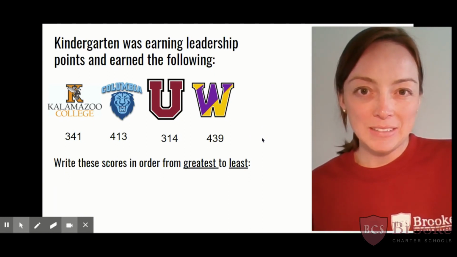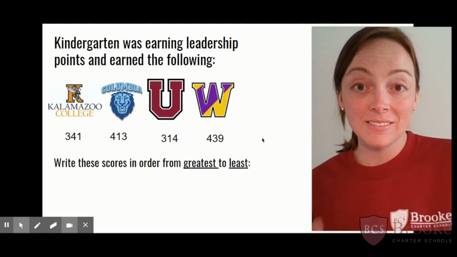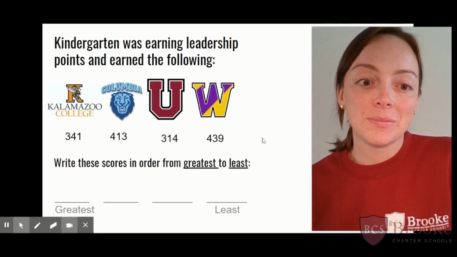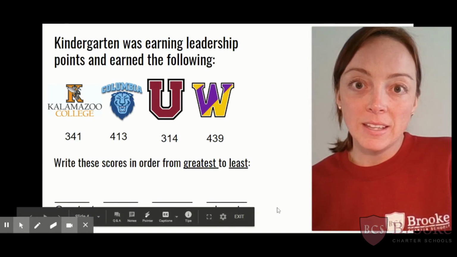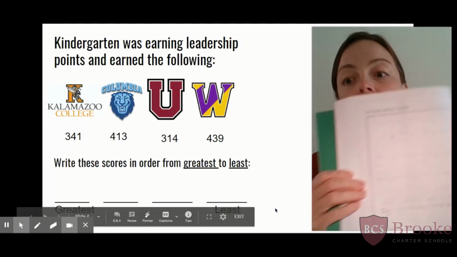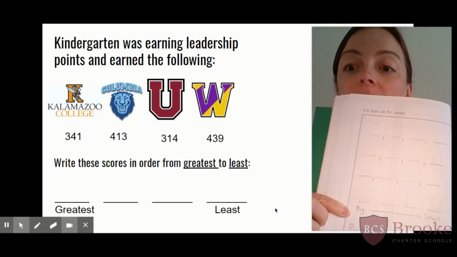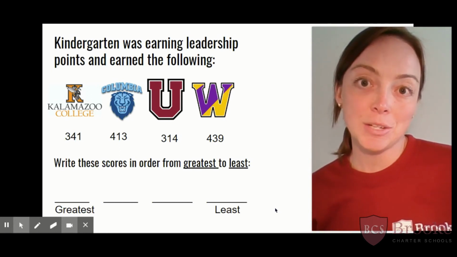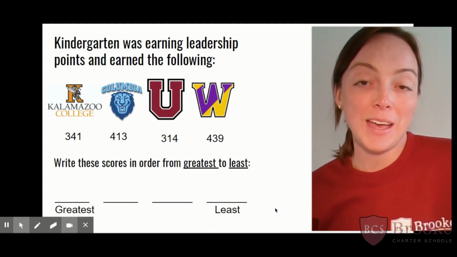What does greatest to least mean? Exactly, greatest means the biggest, and least means the smallest, that's right. So I set up my paper like this, 4 blanks, and then greatest on the left, and least on the right. You could also write big to small. So start putting these 4 scores in order for the kindergarten leadership points from greatest to least. Let's see who came in first in the leadership point race for that week.